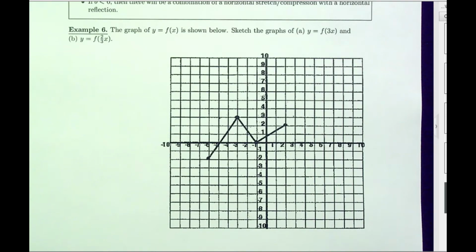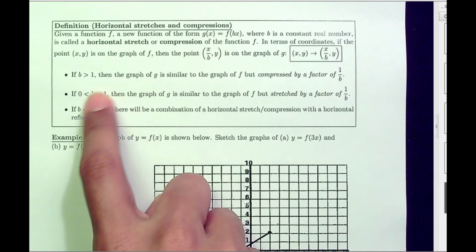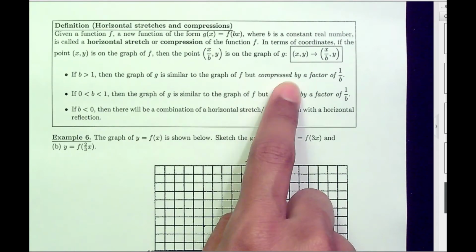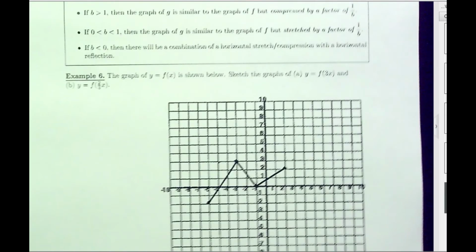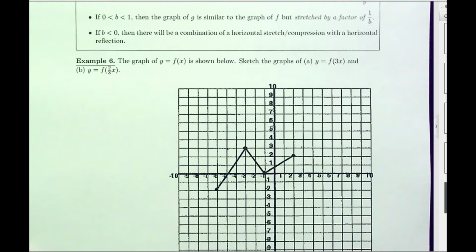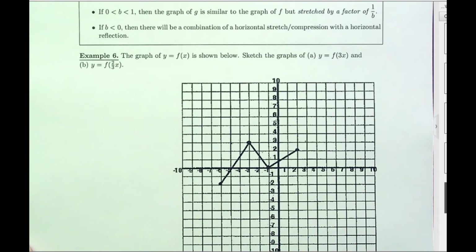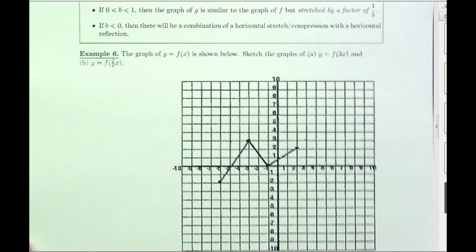And because the factor is bigger than 1, the B is bigger than 1, if the B is bigger than 1, you're actually compressing by a factor of 1 over B. So in this case, B is 3, 3 is bigger than 1, so that means we're actually compressing everything by a third. Everything is going to get shrunk by a third, compressed by a third.